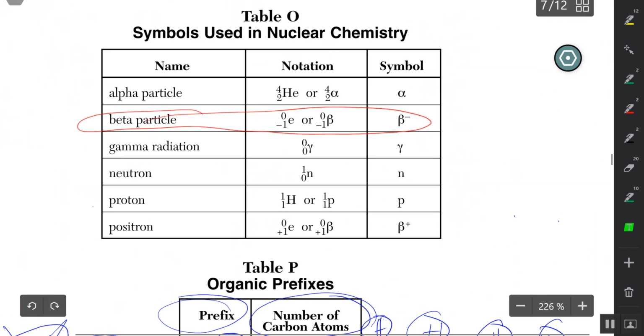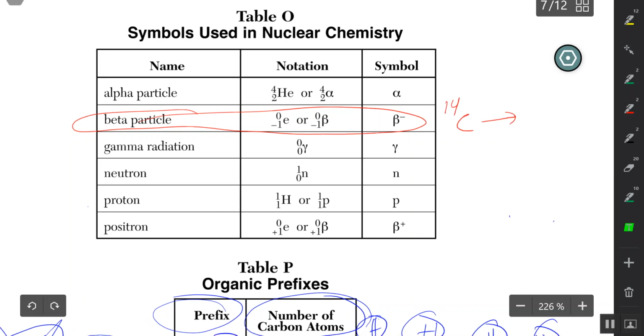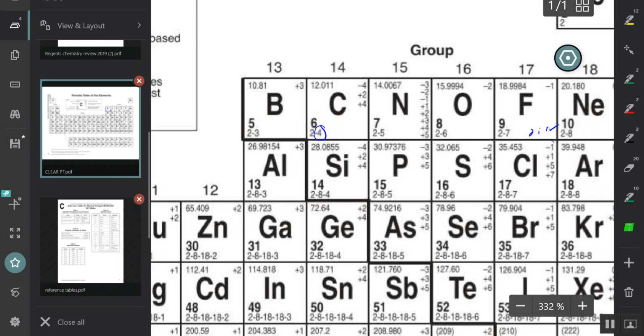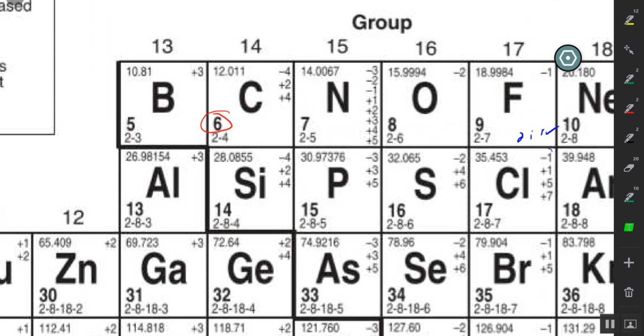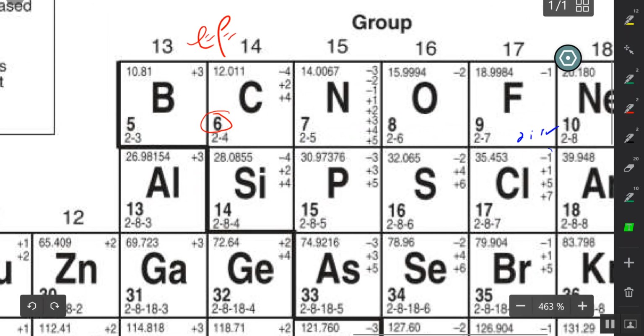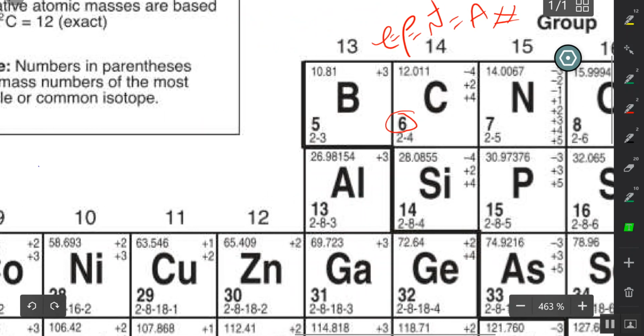Here it is. So carbon-14. Carbon has a mass of 14, so I'm going to put 14 on top. It is going to release a beta particle. The beta particle has this symbol, a mass of 0 and a charge of -1. Carbon, according to the periodic table, I need a number at the bottom, right? The nuclear charge goes at the bottom. So carbon is number 6 on the periodic table. Therefore, according to EPNA, electrons equal protons equal the nuclear charge equal the atom number. Therefore, carbon has 6 protons.